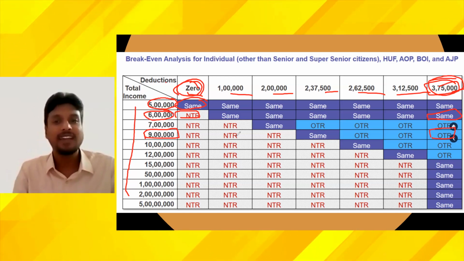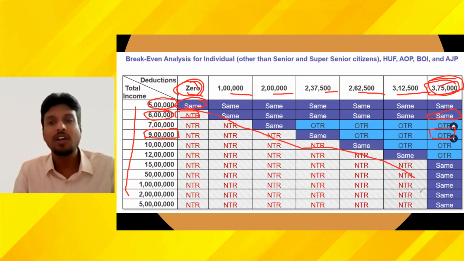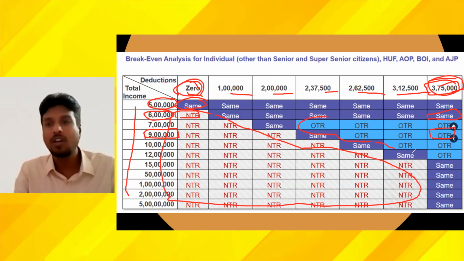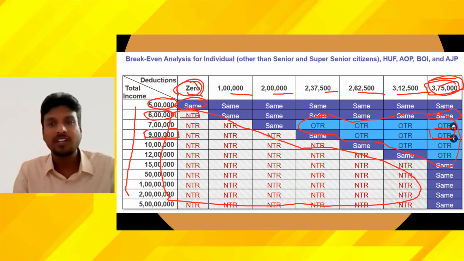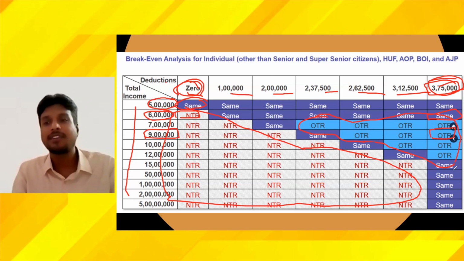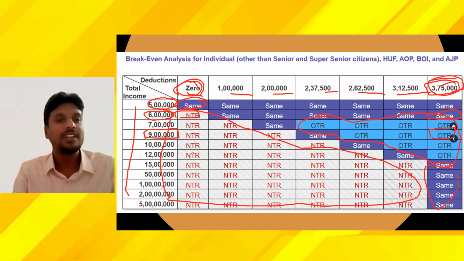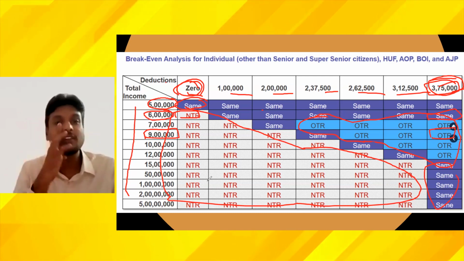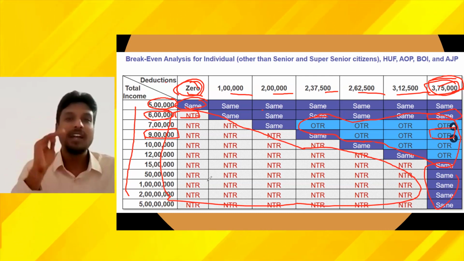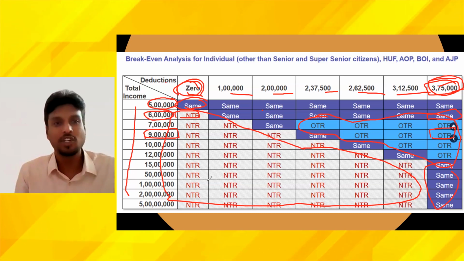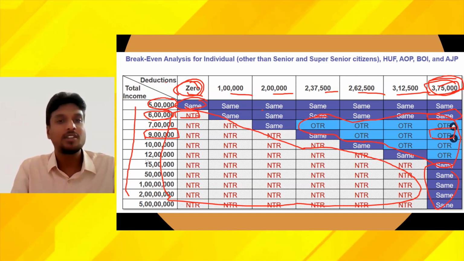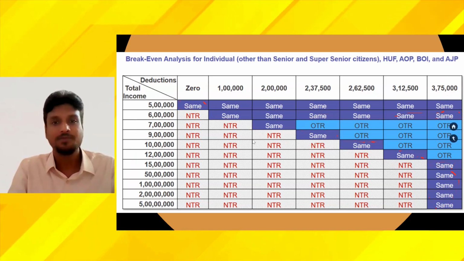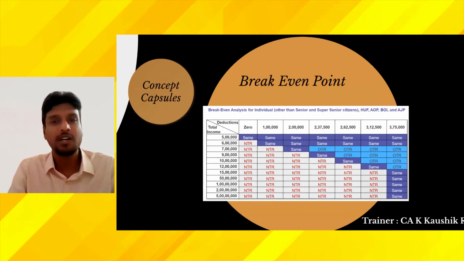If you see this kind of chart, in the majority of scenarios the benefit is under the new tax regime. In only around 10 scenarios is the old tax regime beneficial. Otherwise, it is either the same or the new tax regime is more beneficial. The higher the income and the lesser the deduction, the new tax regime is beneficial. The lesser the income and the higher the deduction, the old tax regime is beneficial. Otherwise, the new tax regime is going to be the future, and exemptions and deductions will slowly be done away with. So this is the flow chart in terms of the break-even point.